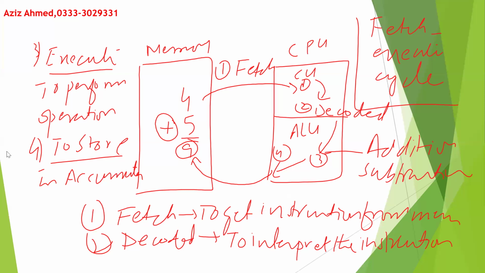It is always done in the CPU. It gets the instruction from memory, it is processed by the CPU, and then stored again in memory. Now remember one thing. Result is always stored in the accumulator.